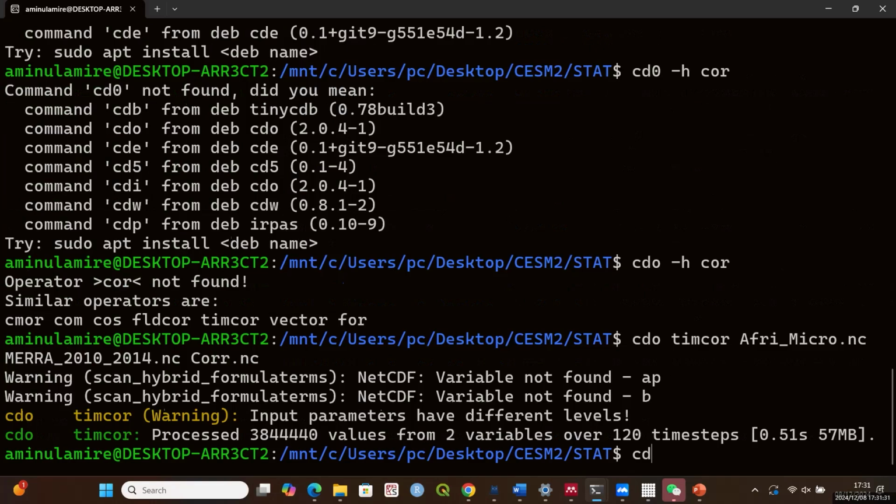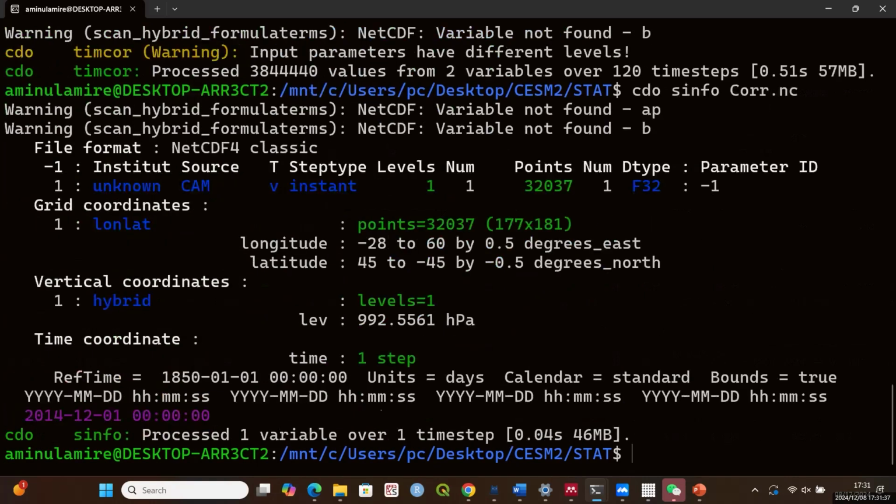So if you do CDO sinfo on the correlation file, you check the information, you see it has what? One time step. Okay? It has one time step. It means it has calculated correlation for all the time at each grid point and stored that value. So this is the correlation value.